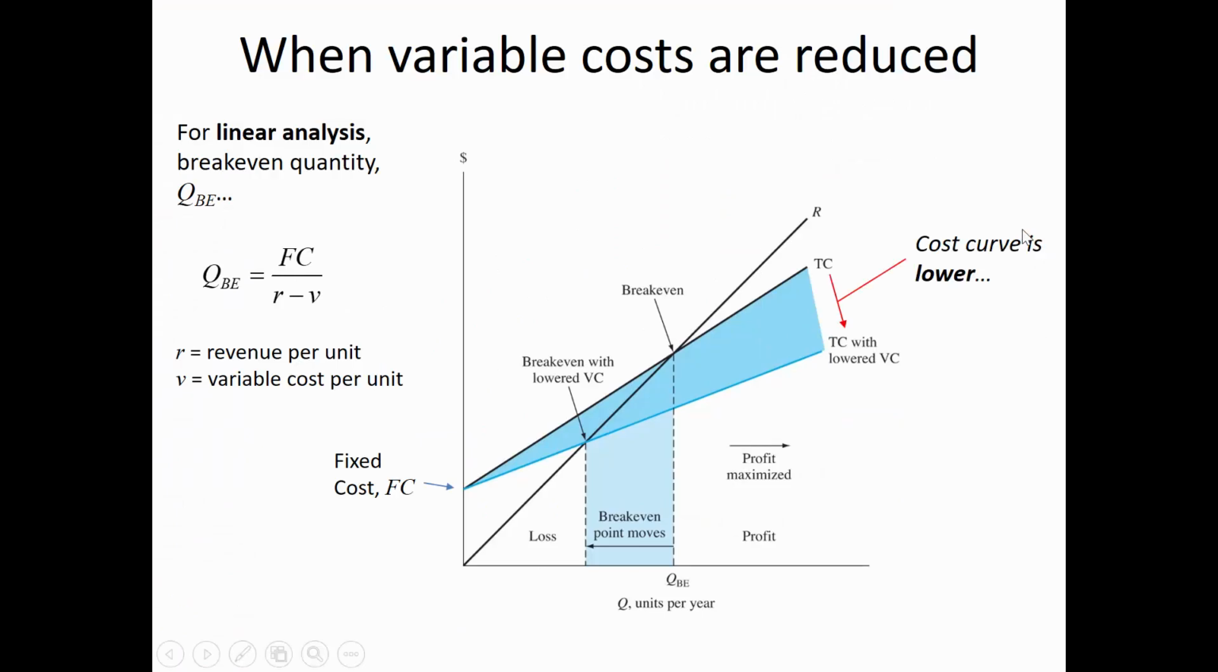So the cost curve is lower when variable costs are reduced, and therefore the break-even point moves to the left, meaning fewer number of units required before you get into the profit.